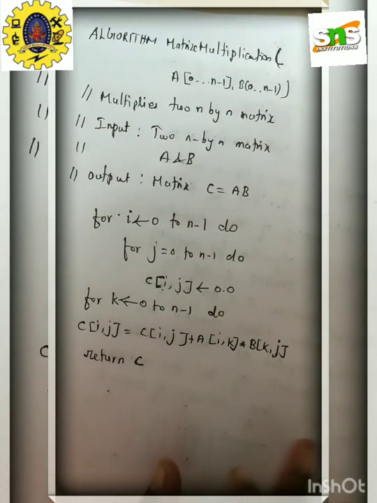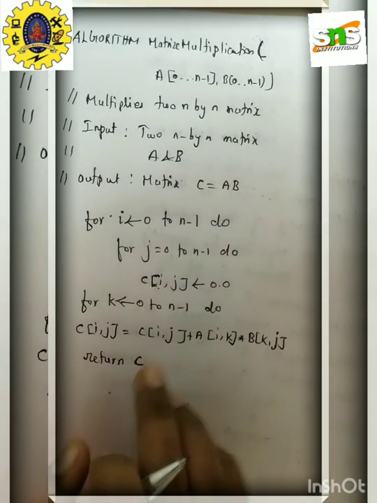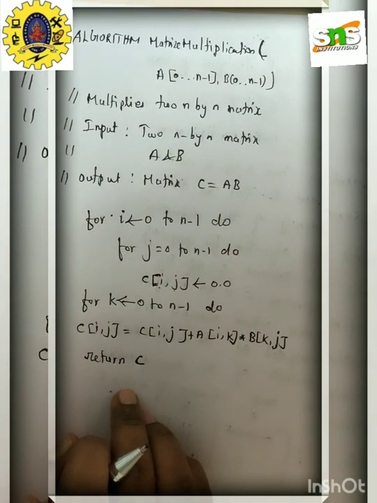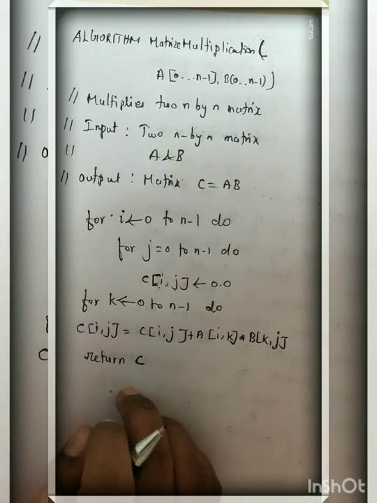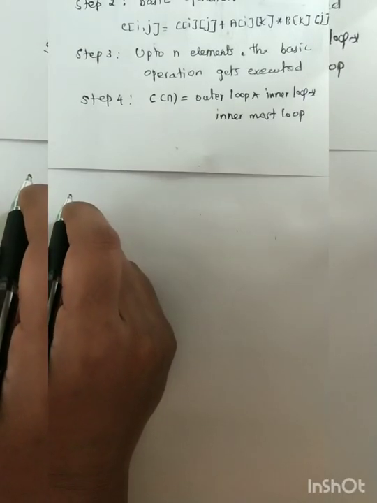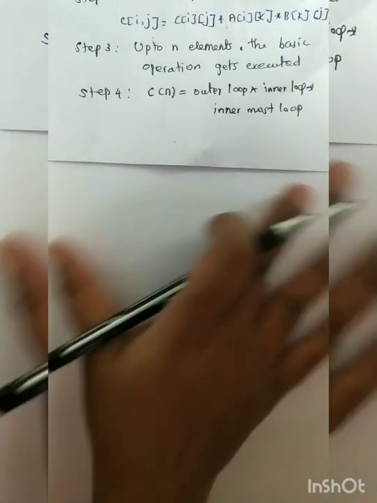Now we are going to analyze the algorithm using the steps. We have 5 steps for analyzing a non-recursive algorithm. This is one of the steps, step 5.